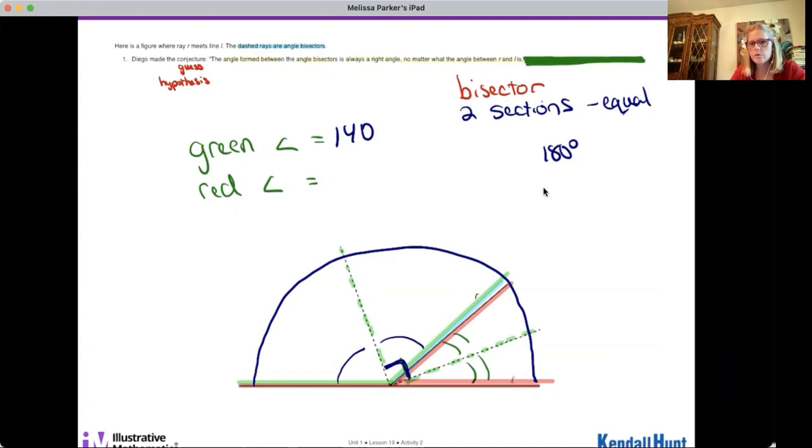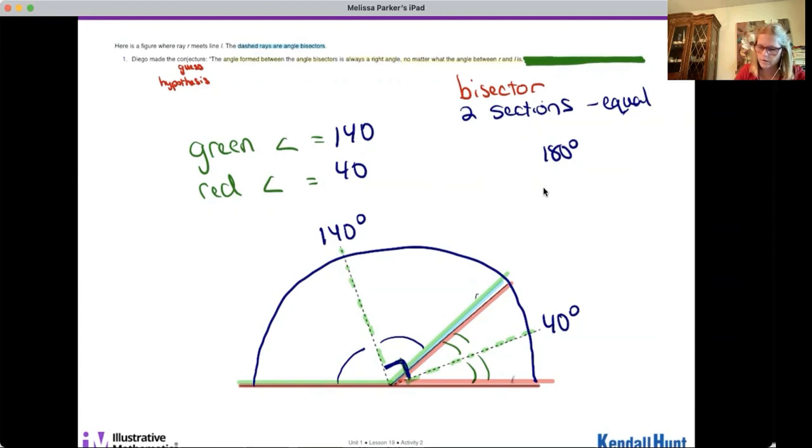Oh, you know, they had to equal 180 degrees, right? So that would be 40 degrees. Good. Okay, so the green angle is 140 degrees and the red angle is 40 degrees. Now, were you able to further break that down in your diagram with the bisectors?